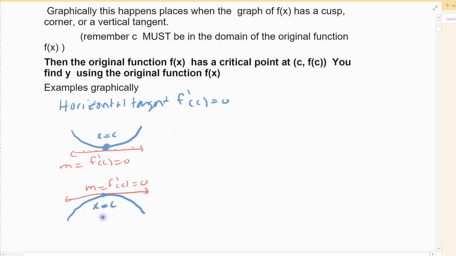And that would be my critical point. That would be the point (c, f(c)). All right, critical moment. So, horizontal tangent case. The special cases. All right, so first the corner case. The corner or cusp. Cusp just means it's a corner that's more rounded.